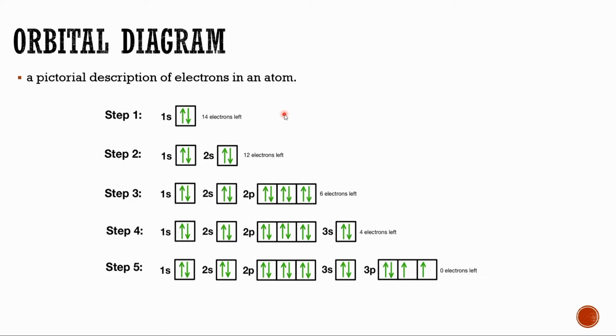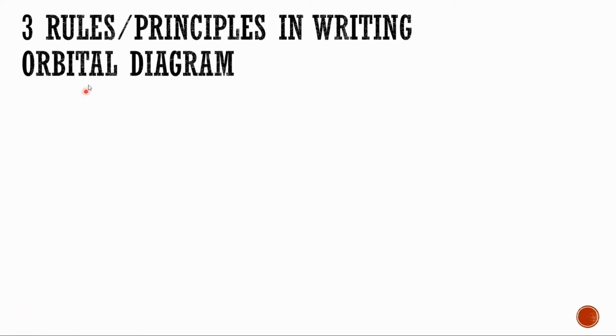Okay, kaya nga po siya tinawag na orbital diagram. Okay, so step 1, mag-start muna tayo dito. Later on, I will teach you how to properly write or properly illustrate an orbital diagram. Ayan. So, pinakita ko po muna dito kung ano po ang orbital diagram. Next, sa pagsusulat po or pag-i-illustrate po ng orbital diagram, meron po tayong 3 rules or 3 principles. So we have the 3 rules or principles in writing an orbital diagram.